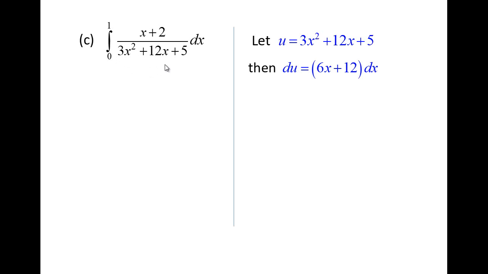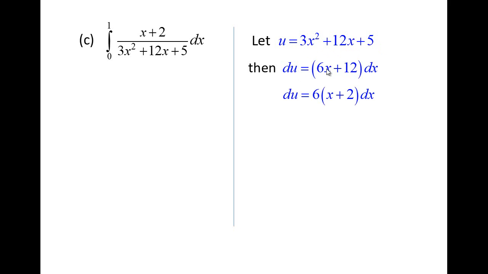Notice that the denominator is a quadratic and the numerator is a linear polynomial, and the derivative of a quadratic is linear. And so maybe try taking u to be the denominator and see what happens. So we're going to take u to be the denominator here, 3x squared plus 12x plus 5, and then the differential of u is going to be the derivative of u, which is 6x plus 12 times the differential of x.